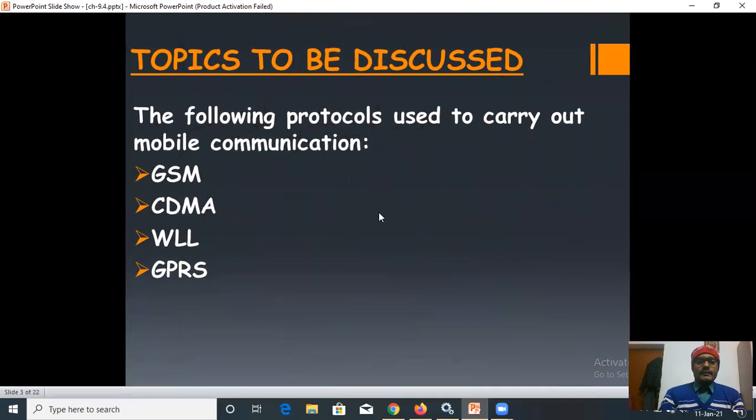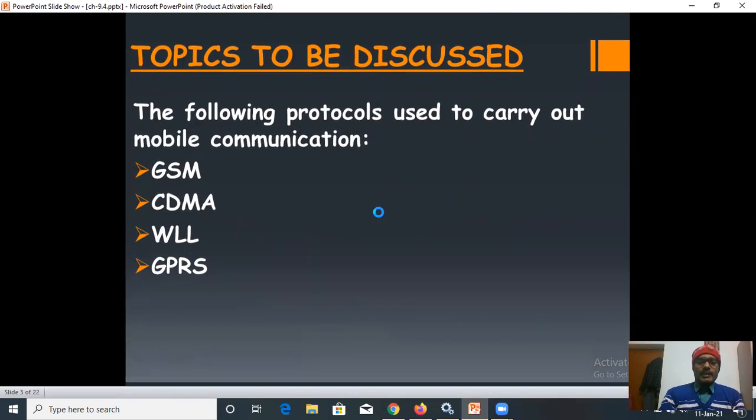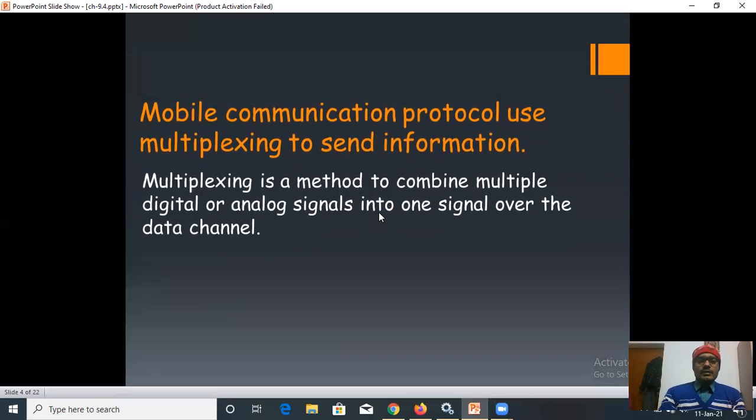So let us start with GSM. But before starting GSM, I would like to introduce you to mobile communication. Mobile communication protocols use multiplexing to send information. Protocols means some type of rules, and they use multiplexing to send information. Multiplexing is a method to combine multiple digital or analog signals into one signal over the data channel.